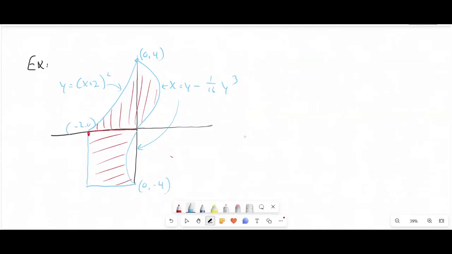So let's say you wanted to evaluate a function, and this whole region here is R, double integral over R dA. How would you do this? They give us a function to integrate: 2x plus 5y.